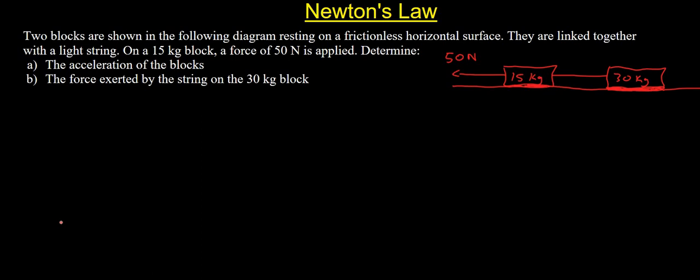Today we continue with our grade 11 physical sciences, looking at Newton's law. Today's question states the following. Two blocks are shown in the following diagram, resting on a frictionless horizontal surface. They are linked together with a light string. On a 15 kg block, a force of 50 Newton is applied.